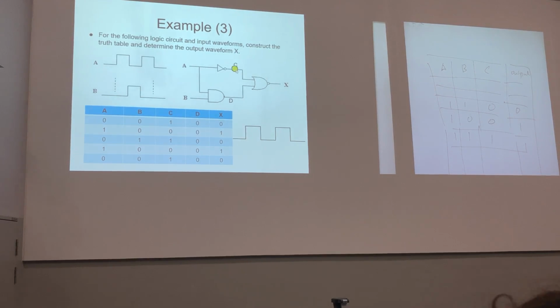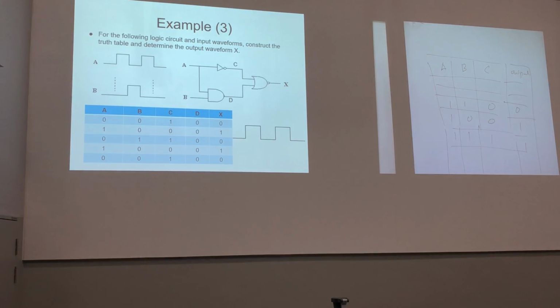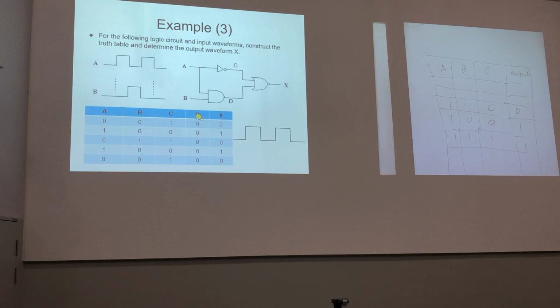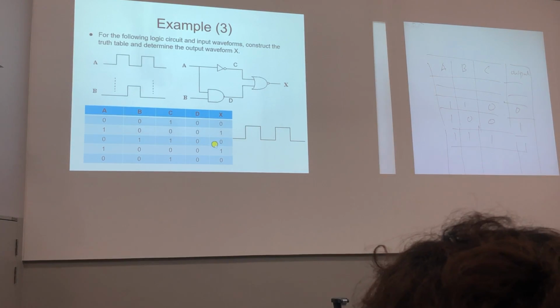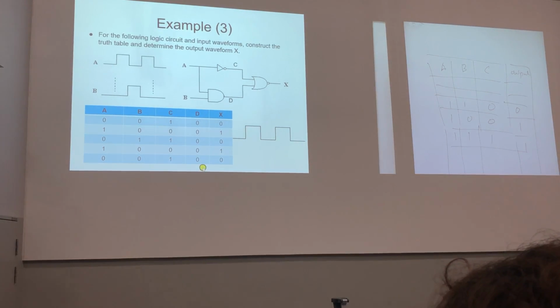So I should have C plus D, opposite, right? C plus D: 1 plus 0 is 1, opposite is 0. Right? So 0 plus 0 is 0, opposite of 0 is 1. 1 plus 0 is 1, opposite is 0. This one 0, opposite is 1. 1 plus 0 is 1, opposite is 0. This is how you derive the entire truth table here.